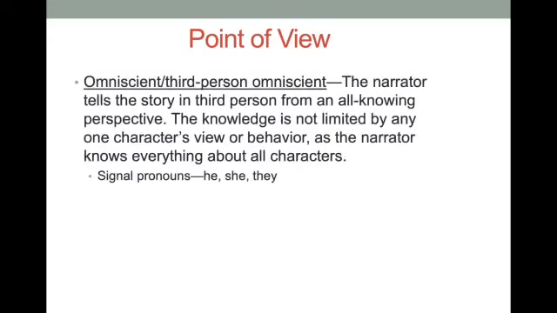And so how do we start looking for which one is which? So the omniscient third person character, we have some signal pronouns that tell us that the person who's telling us the story is not in the story itself. So your signal pronouns of he, she, and they might tell you already you're looking at third person. And it is omniscient when you are not limited by anyone's character's views or behaviors. You know everything about all characters.